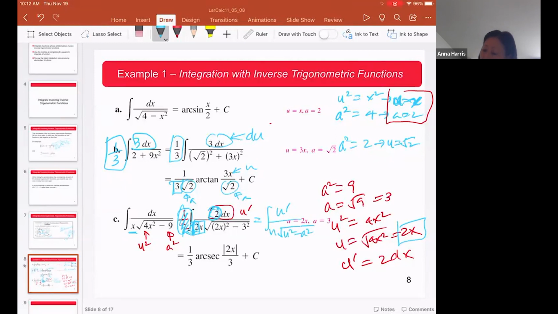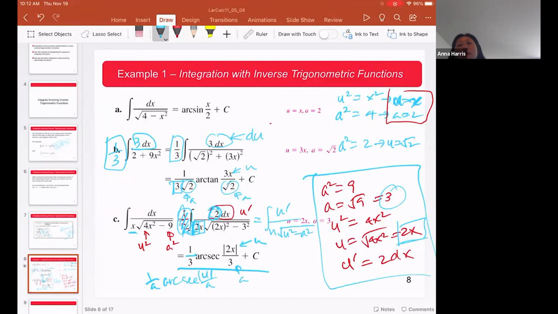And you just plug into your formula. So 1 over a, where a is 3, 1 over a, and arcsecant of u over a. So you plug in u, which is 2x, and that's your a. So you're done. So you still need to do this, okay? Whenever you do integrals of inverse trigonometric functions, write this down, starting with a squared, watch a, watch u squared, watch u and u prime. If you write down these 5 items, after that you can just plug back into your formula. Okay.